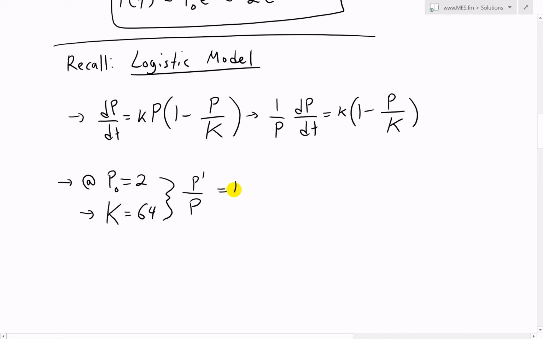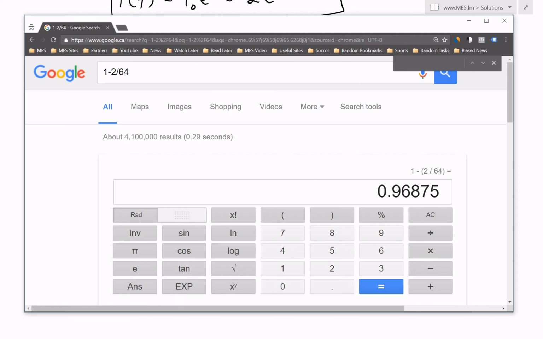This equals lowercase k times 1 minus the initial population p0. So the initial population is 2 plugged into p0, and then we have 64, so 2 over 64. As you can see, this is 1 minus a very small number. In fact, if we were to calculate this out, 1 minus 2 over 64 is about 0.97.